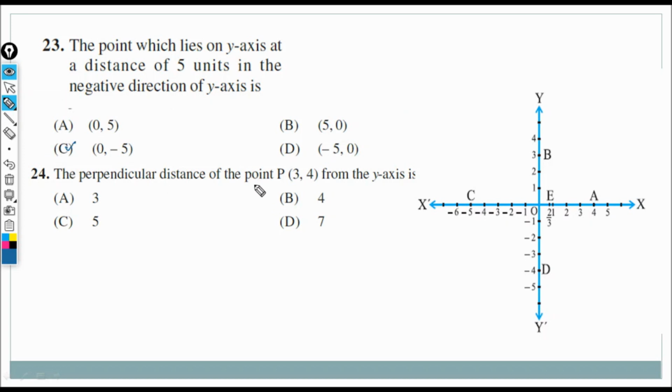The perpendicular distance of a point P 3, 4 from y-axis. The perpendicular distance here, which P point is 3, 4, no? So this is 3 and यहाँ पे 4. 3, 4. Okay. So perpendicular distance of the point P from y-axis. From y-axis means x coordinate. ये 3 आ जाएगा बच्चों.